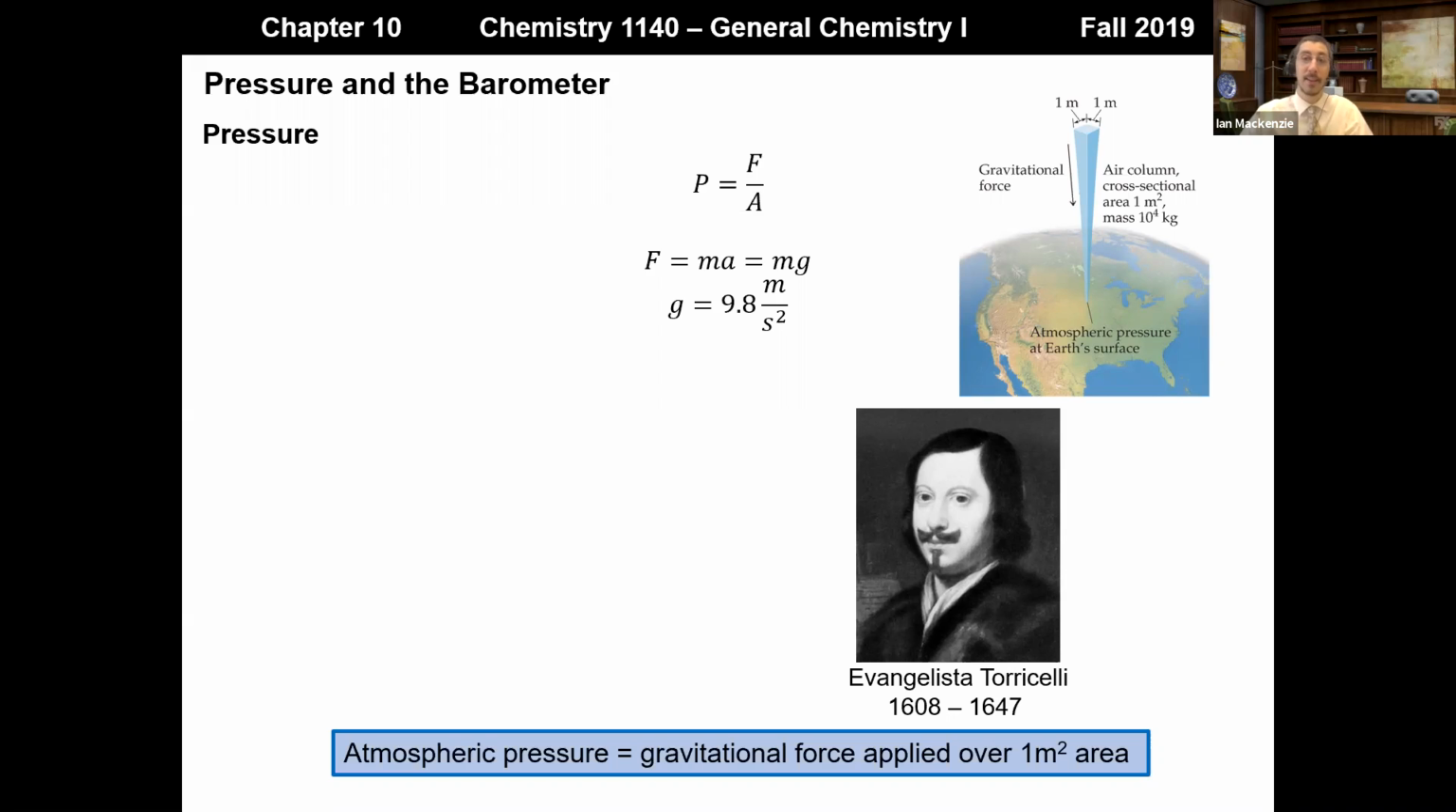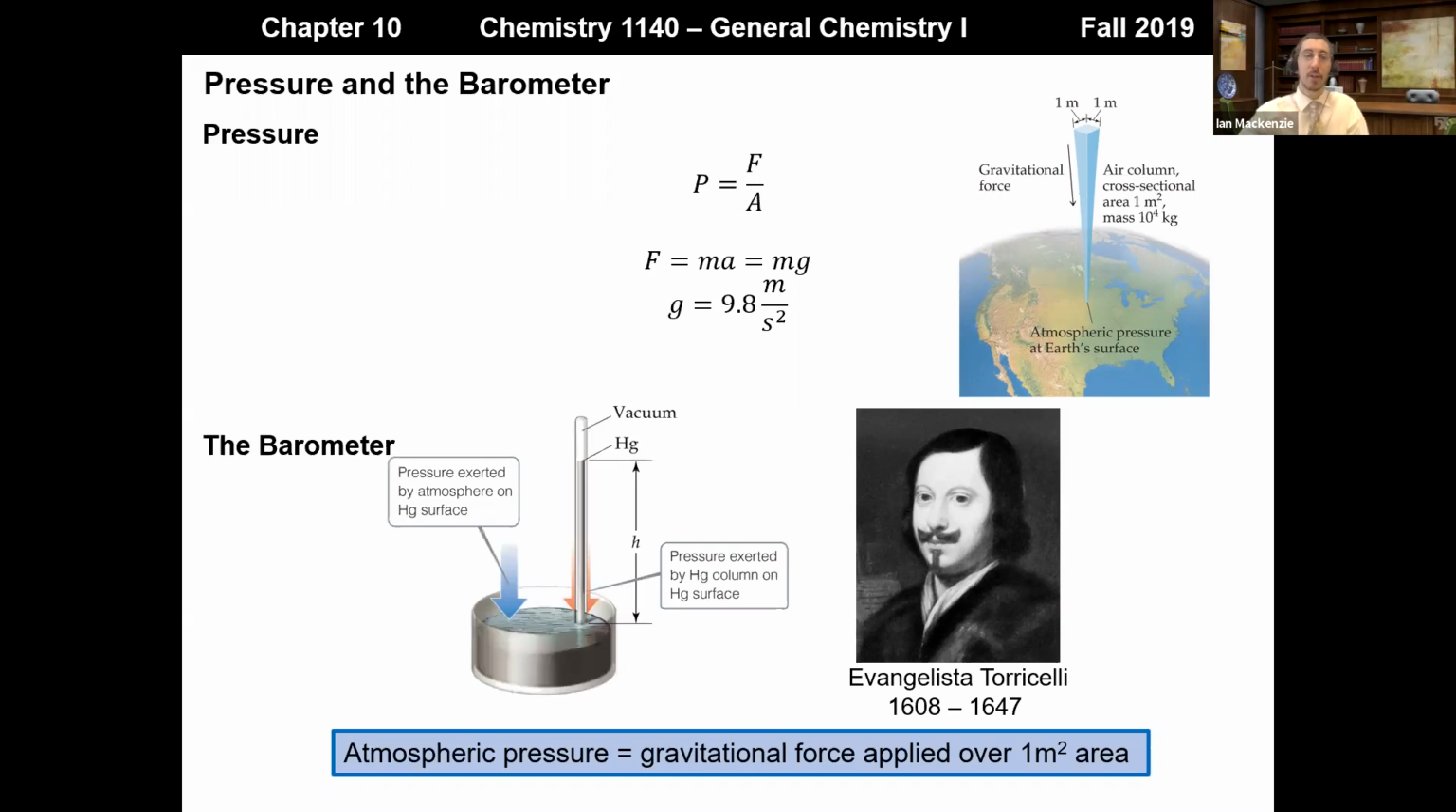He was an Italian scientist, and there was a lot of debate at that time about whether or not the atmosphere actually exerts a pressure on us, whether the atmosphere was weightless or if it had some kind of weight. And Evangelista Torricelli sort of solved this debate by inventing a tool known as the barometer. And it looks something like this.